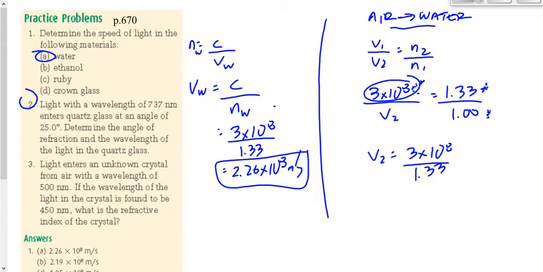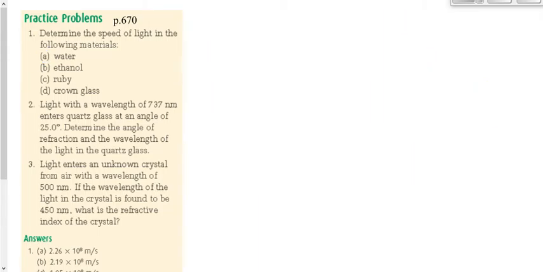Number 2 says light with a wavelength of 737 nanometers. I'm going to circle that because I like to get in the habit of circling non-standard units. Although in the end, in these questions with Snell's law, because they're always ratios, every part of the equation is a ratio, it doesn't really matter what units we use as long as we're consistent. You got nanometers? That's fine. Go with nanometers. The answer you get for wavelength will be nanometers.